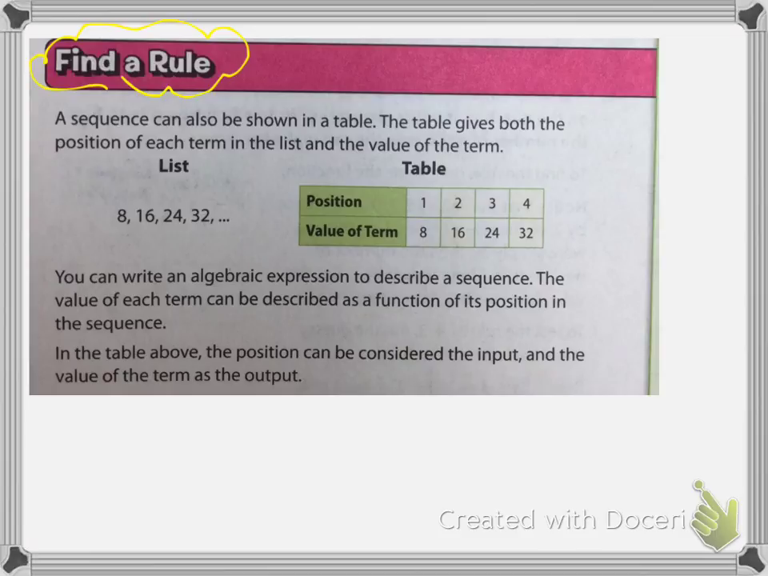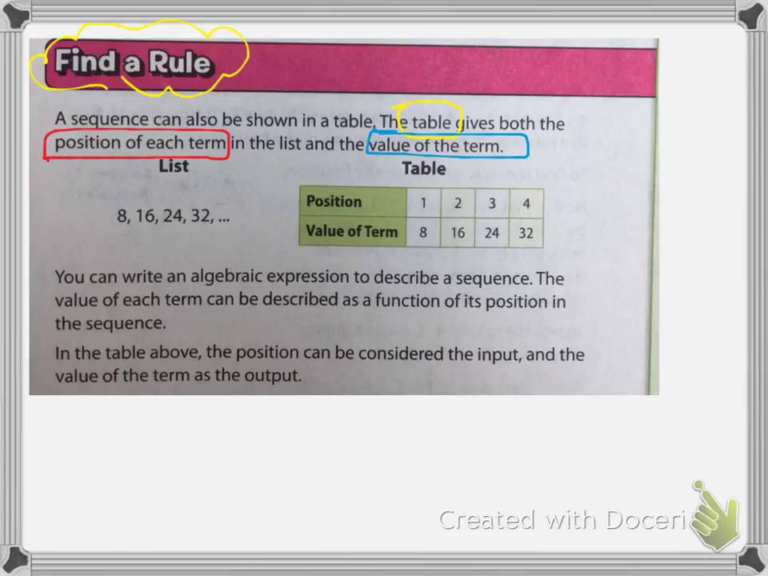Find a rule. All right, so it says a sequence can also be shown in a table. The table gives both the position of each term in the list and the value of the term. So in order for you to be able to set the table up, you need to have both the position of each term, so that's important, and you also need to have the value of each term. So the placement is important, and then the numbers that you put in it are important. All right, so right here it says that, again, the table gives both the position of each term and the value of the term. So we've got the list as 8, 16, 24, and 32.